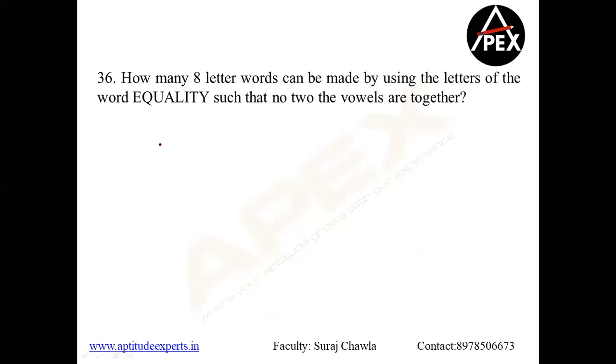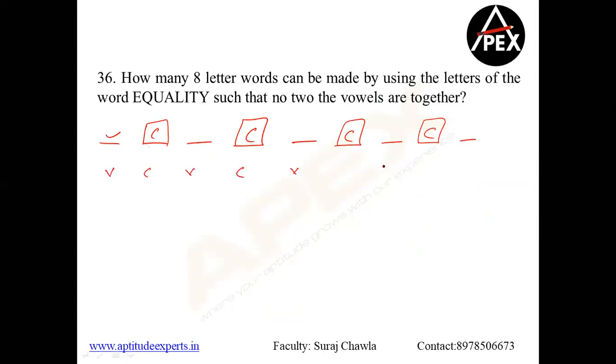See, what am I doing, guys? Let's say I'm placing a consonant. So one place created, again a place, consonant, again a place, consonant, again a place, consonant, again a place, okay? Now, one case can be V, C, V, C, V, C, V, C. 8 things, okay? This is an alternate arrangement.